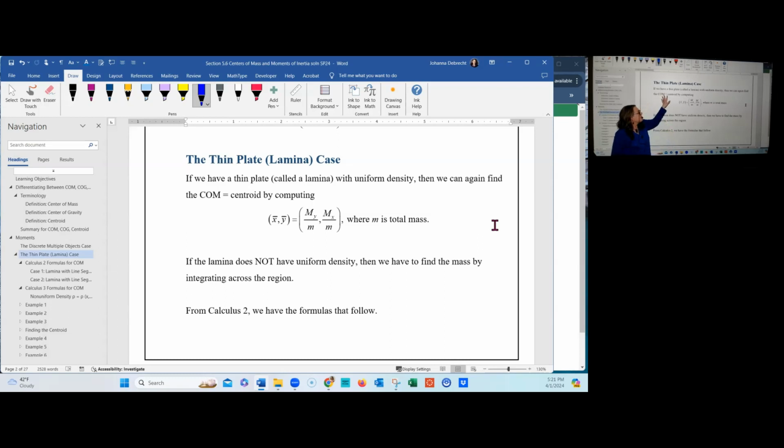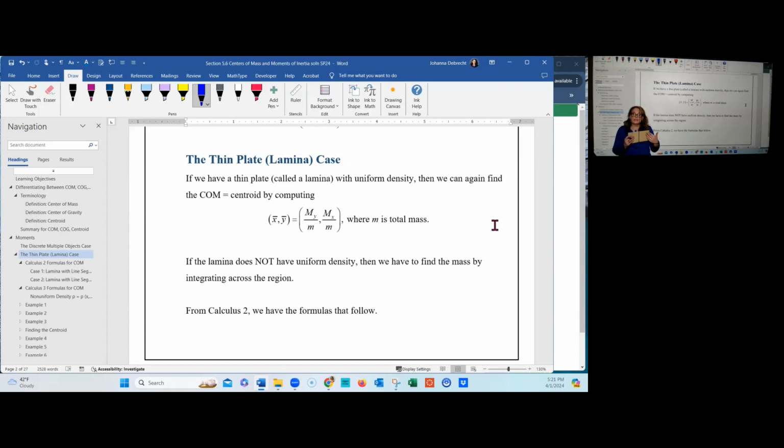Then we can again find where the center of mass or the centroid is. Note they're the same because we have uniform density. By taking the moment with respect to y and dividing by the mass for the x coordinate, the moment with respect to x divided by the mass for the y coordinate. Now, what happens if the lamina does not have uniform density? What if one end is made of lead, then we have, I don't know, aluminum in the middle and tungsten on this end?